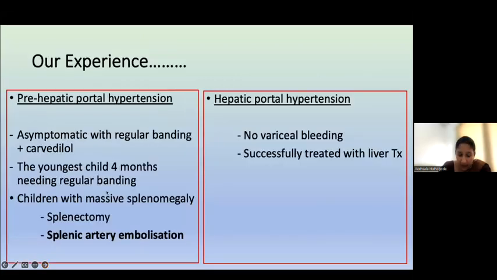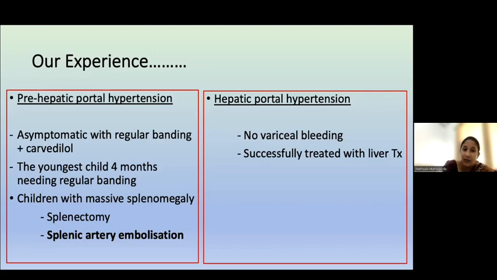Having said that, we have come to the end of our talk. So we thought to discuss a little bit about our experience in treating children with portal hypertension. As mentioned, we receive patients with pre-hepatic as well as hepatic portal hypertension. We were successfully managing with regular banding as well as pharmacotherapy with carvedilol.